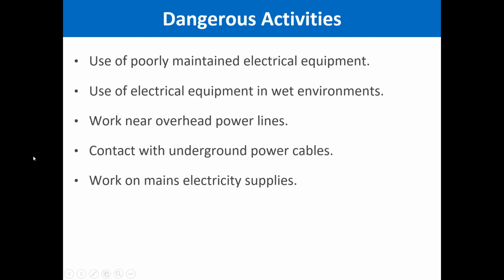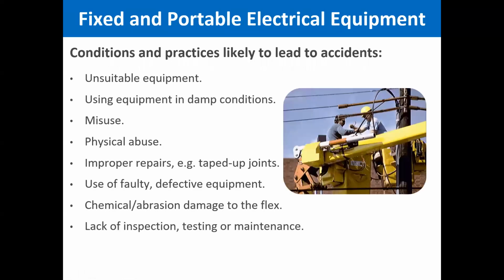Dangerous activities, basically, these are also hazards which you can use in your risk assessment. When you use poorly maintained electrical equipment, that is a very, very hazardous activity. Use of electrical equipment in wet environments, working near overhead power lines is very, very dangerous. Contact with underground power cables and working on the electricity supplies, the mains of the electricity suppliers. These are all hazardous and dangerous activities.